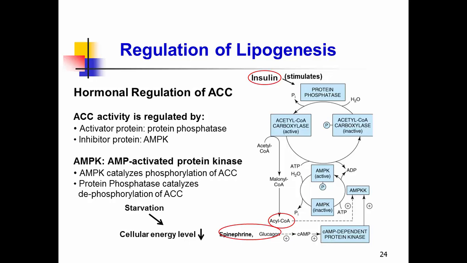And how is AMPK regulated? So AMPK activity is increased by glucagon or epinephrine, right? So during starvation, when cellular energy level is decreased, and when glucagon and epinephrine levels increase, AMPK is activated, right? So AMPK phosphorylates ACC and inactivates ACC, and decreases lipogenesis. Right? Is that clear about this process?